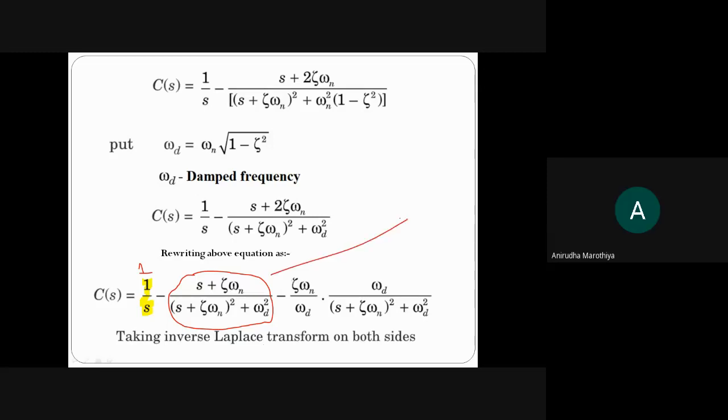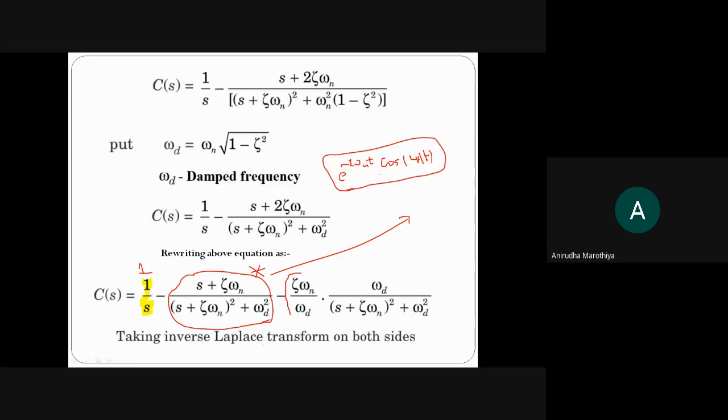Exactly. So if you apply the proper logic, the inverse Laplace transform of this will be e to the power minus zeta omega n t, using the shifting property, multiplied by s upon s square plus a square. This is nothing but the Laplace transform of cos at, and a is nothing but omega d. So here we write omega d t. So this term indicates the inverse Laplace transform e to the power minus zeta omega n t into cos of omega d t.